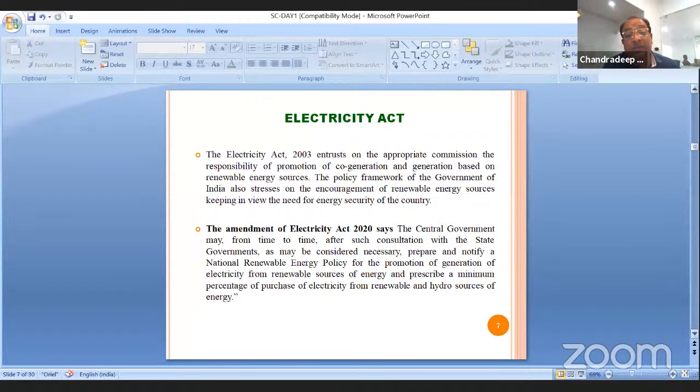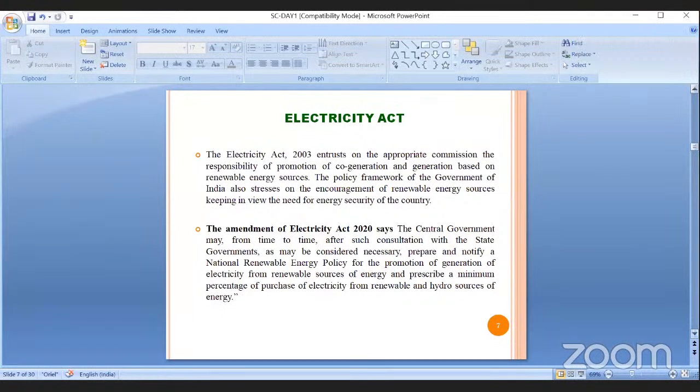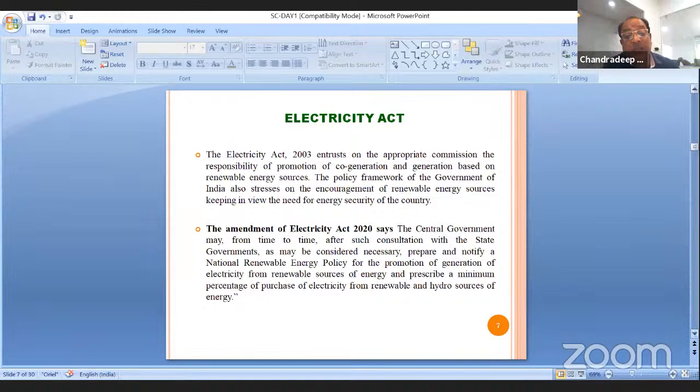Electricity Act entrusts the appropriate commission with the responsibility of promotion of cogeneration and generation based on renewable energy resources. Cogeneration means you get both electricity and heat. And the policy framework of the Government of India also stresses the encouragement of renewable energy sources, keeping in view the need for energy security of the country.